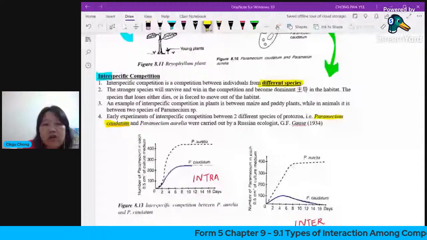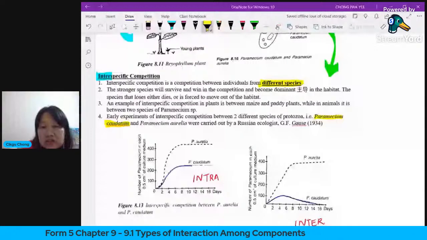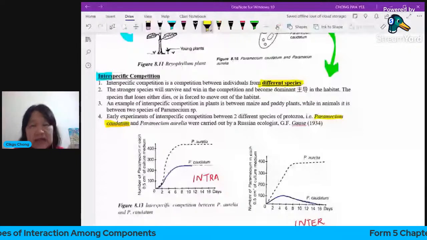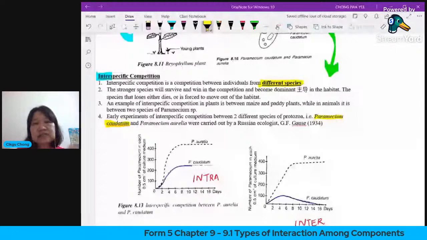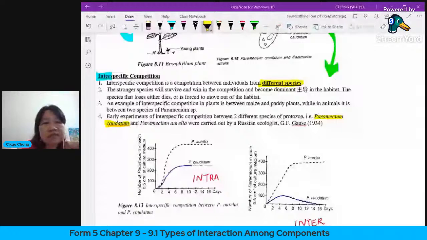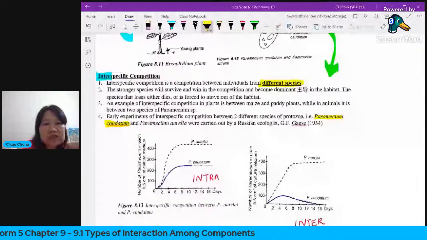Make sure you understand the concept: interspecific must be different species. For example, lion and tiger are different species. When they fight over a rabbit, that is called interspecific. The stronger species will survive. This is nature, definitely. Because in a fight, the stronger one is able to hurt the other animal.